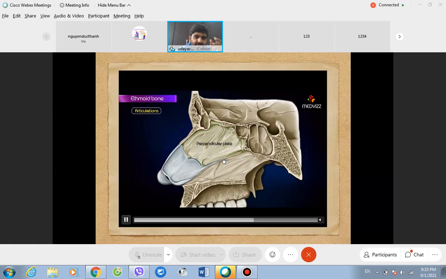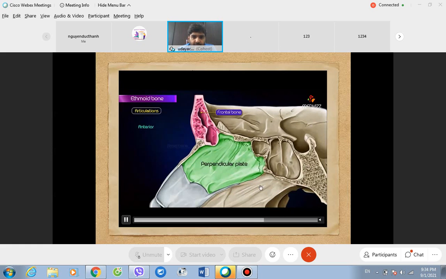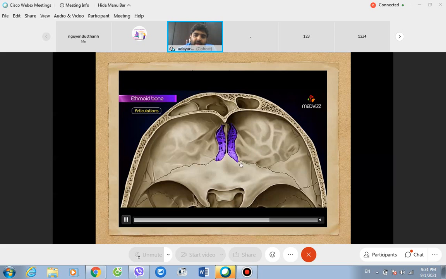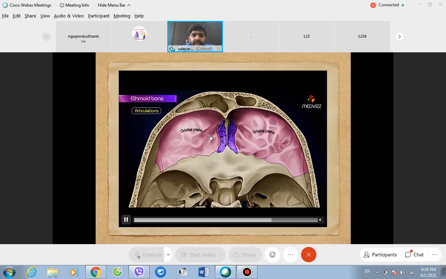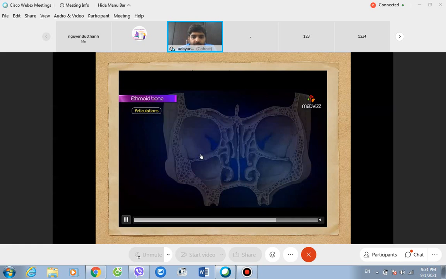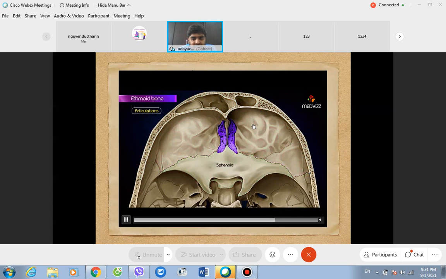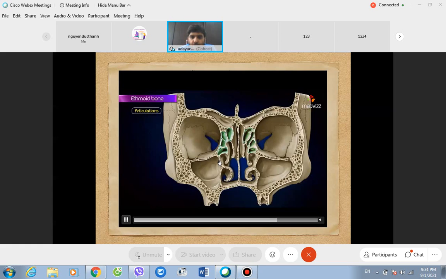Coming to the articulations of the perpendicular plate of the ethmoid, it is articulated anteroinferiorly to the septal cartilage, which is forming the septum. Posteriorly, it is articulated to the vomerine bone, anteriorly to the nasal bone and the frontal bone, whereas posteriorly it is articulated to the sphenoid bone. Coming to the articulation of the cribriform plate, it is in the ethmoidal notch of the frontal bone, articulated to the orbital plates laterally and the sphenoid bone posteriorly.